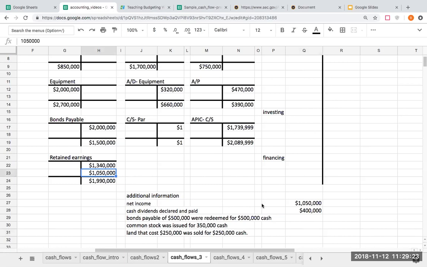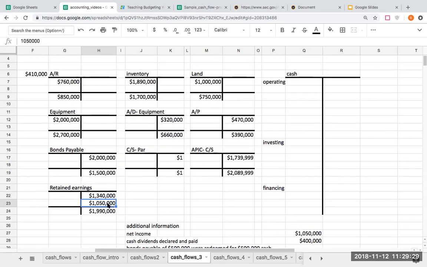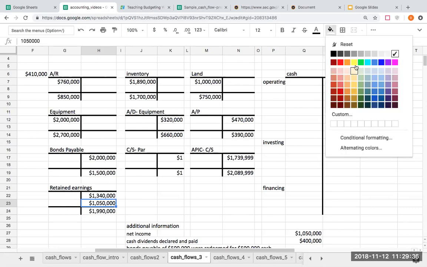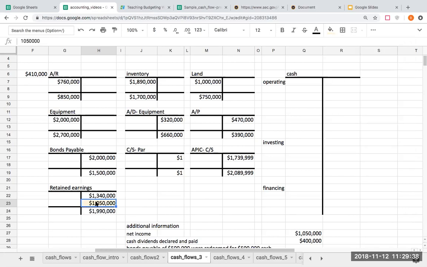So my net income was $1,050,000. Net income increases retained earnings. And so what do I need to do? Well, over here, I need to put this into my cash T account. So I've got $1,050,000. My rule is I do the opposite to cash, so I'm going to debit cash here for $1,050,000, and I'm going to call this net income because that's what it is.